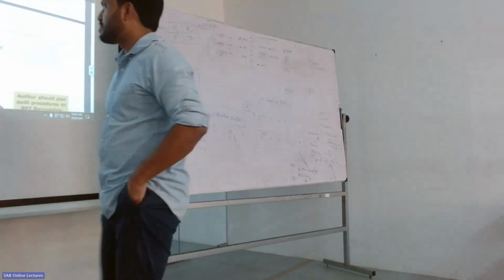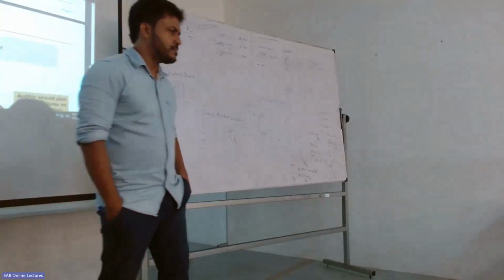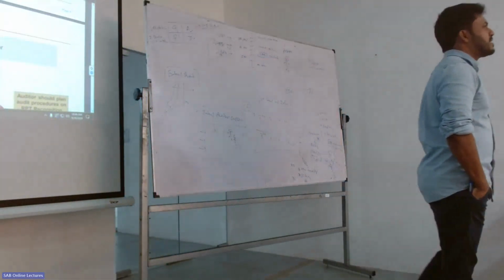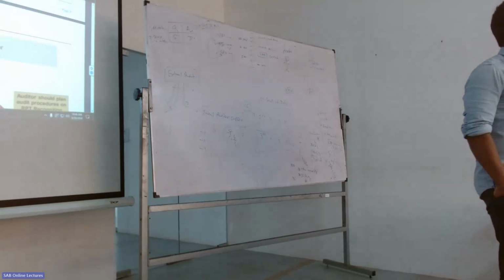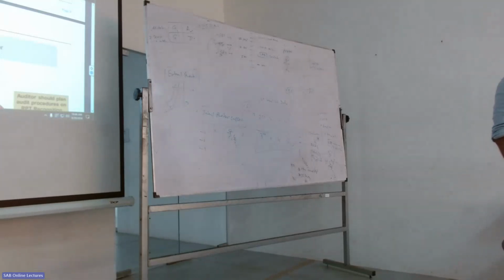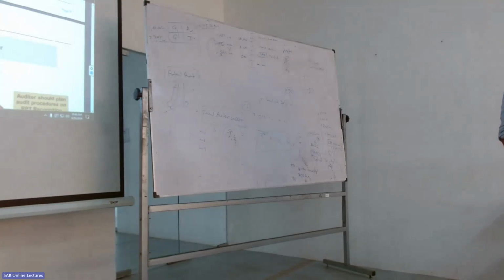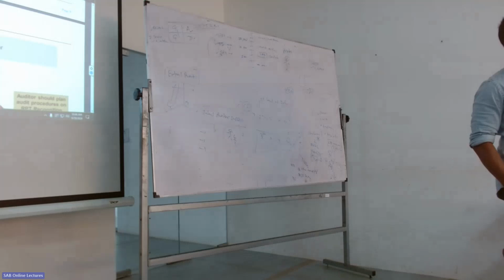Related party, we have a separate accounting standard as well as auditing standard. That much of complexity is there. Related party transaction. What's the reason for having decided to focus on this related party transaction?